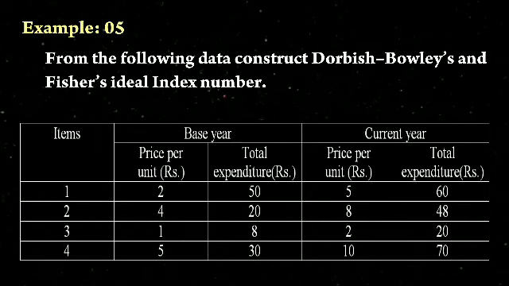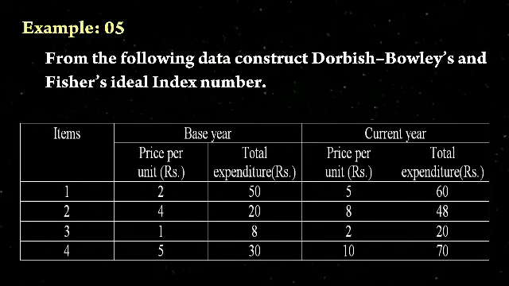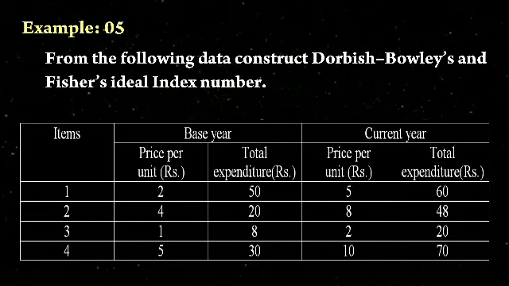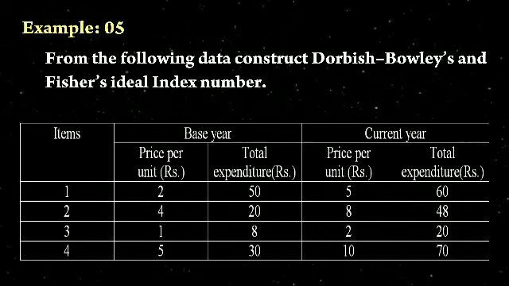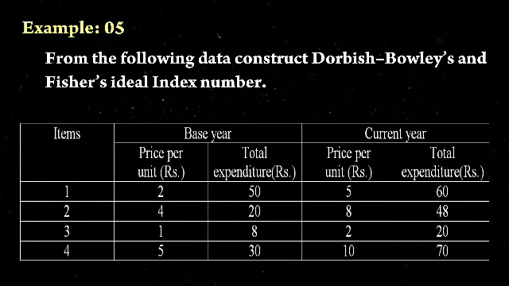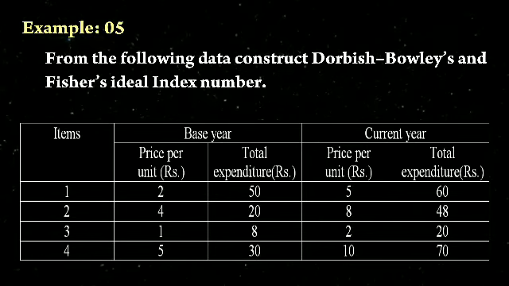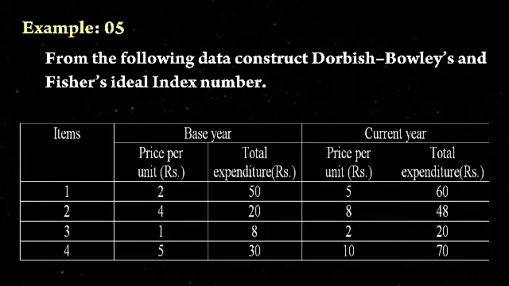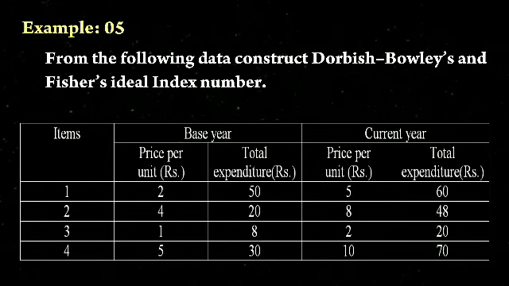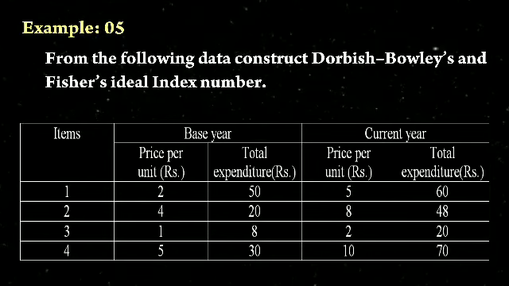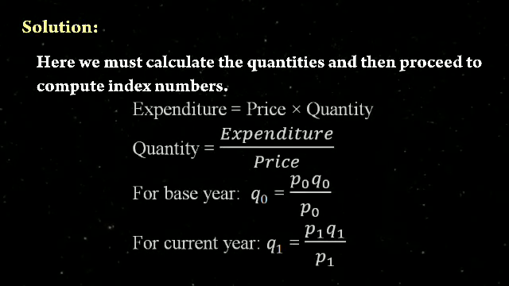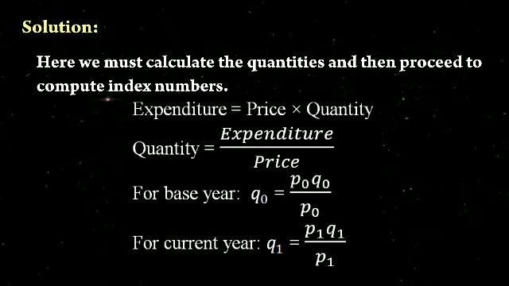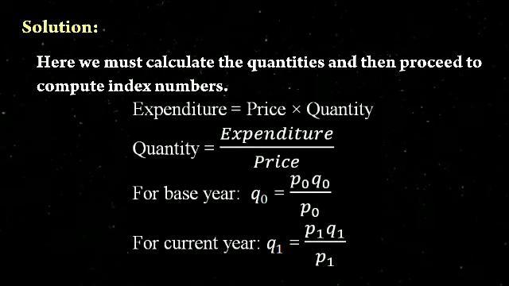So for the base year, price is denoted as P naught and quantity is denoted as Q naught. The product is P naught Q naught, right? So base year expenditure is P naught Q naught and current year expenditure will be P1 Q1, current year price into current year quantity. So draw one more table in order to compute the 4 product values based on which the index numbers are constructed. So solution: here we must calculate the quantity values and then proceed to compute the index number, because in order to compute any of the index numbers you should consider both price and quantity.